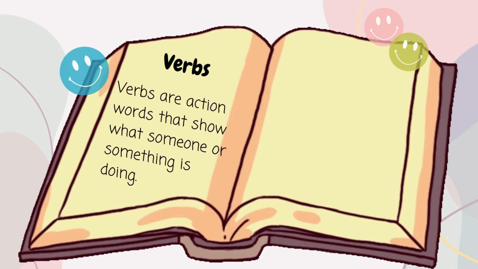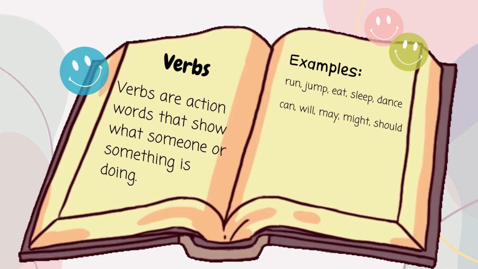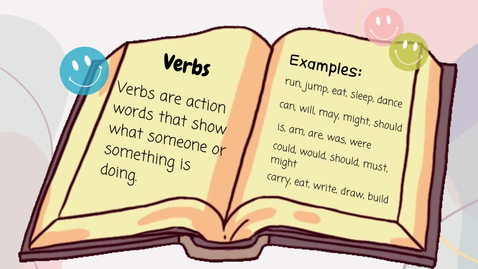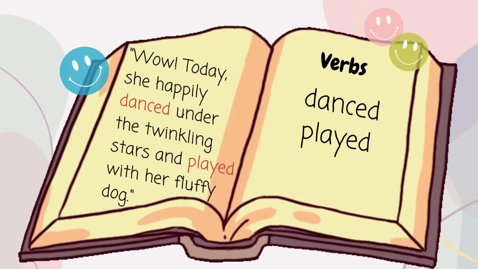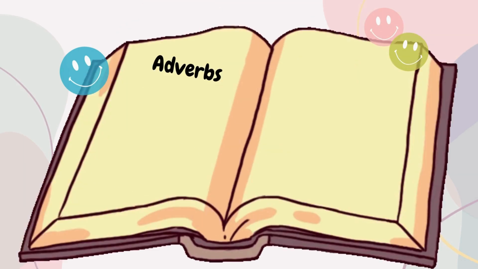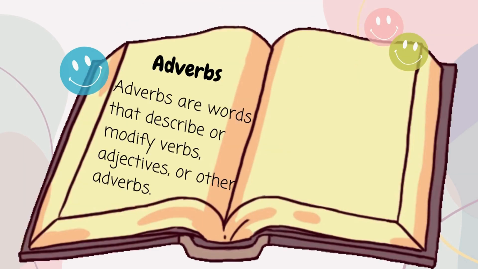Verbs. Verbs are action words that show what someone or something is doing. Examples: action verbs: run, jump, eat, sleep, dance. Helping verbs: can, will, may, might, should. Linking verbs: is, am, are, was, were. Modal verbs: could, would, should, must, might. Transitive verbs: carry, eat, write, draw, build. Now, let's find the verbs in this sentence. Danced and played.